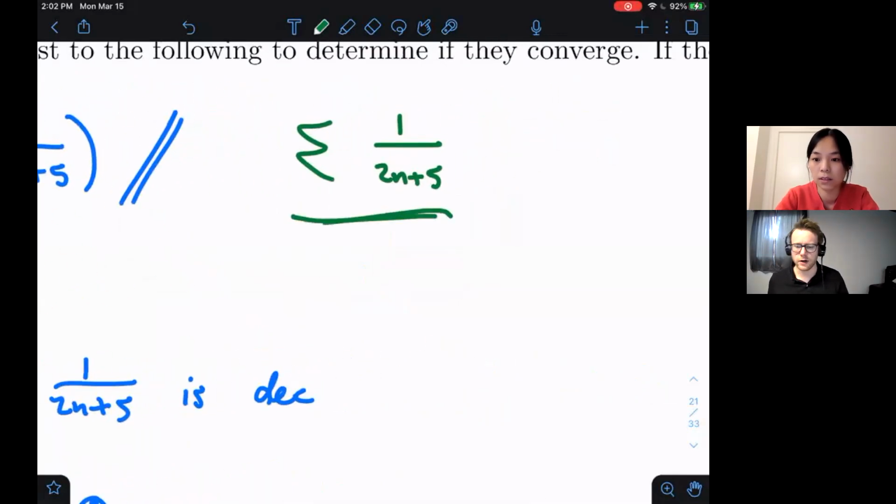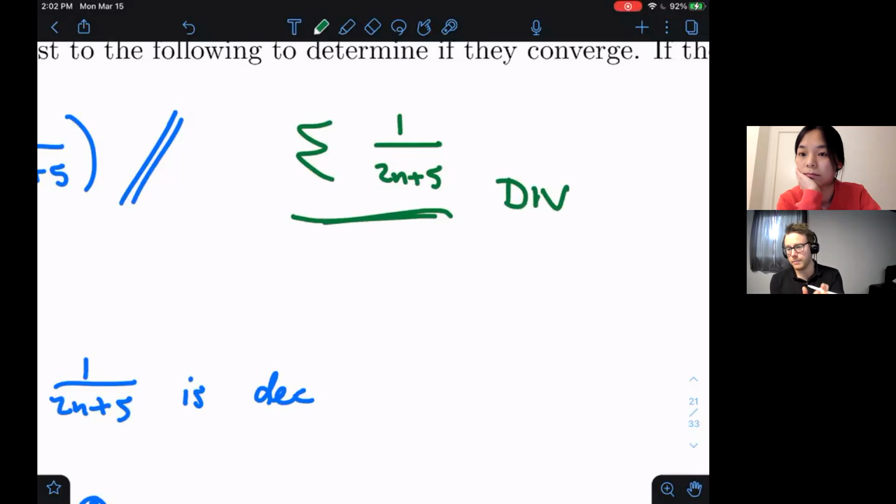Does this bit over here converge or diverge? Ooh, I have about a 50-50. Yeah, the answer is that it diverges. So without the alternating piece, this thing diverges.